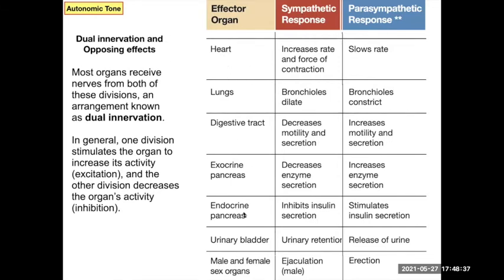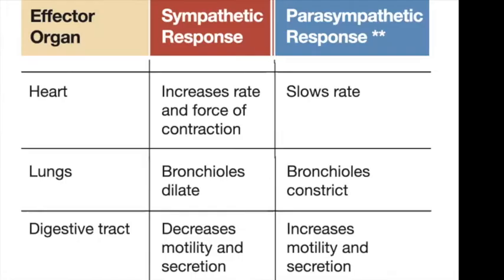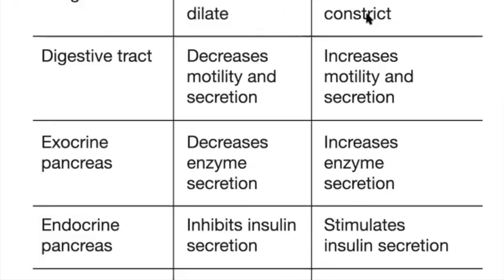These organs over here, your heart, your lungs, most of your digestive tract, your pancreas, the exocrine and endocrine pancreas, the bladder, are going to be dually innervated. It has sympathetic axons coming into it, postganglionic axons innervating, and it has parasympathetic axons innervating it. If one's going to increase your heart rate, one's going to slow it. If your airway is going to open, one of them is going to constrict.